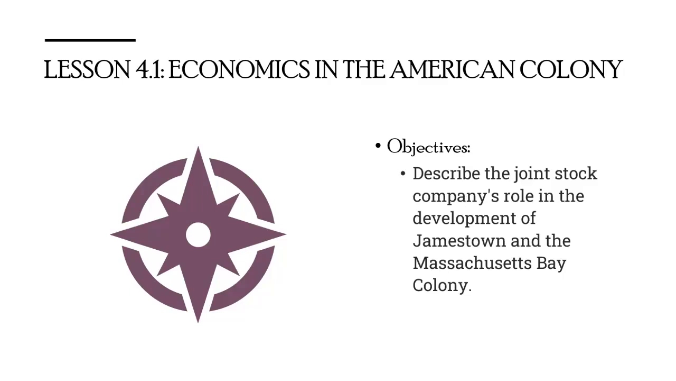This time is going to be a two-part lesson on economics in the American colonies, because there's a lot of stuff to talk about here. So we're going to break it down into two different sections. The first thing we're going to talk about is being able to describe the role of a joint stock company. So what is a joint stock company, first and foremost, and how did that influence the development of both the Jamestown colony and the Massachusetts Bay Colony?